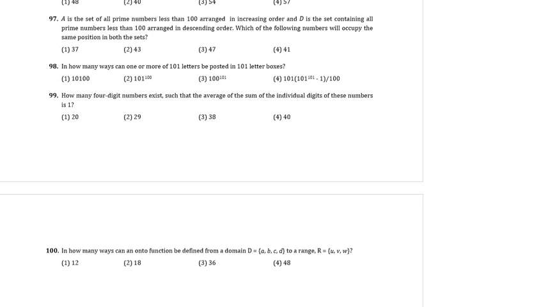Again, the same property, look at question 97. A is the set of all prime numbers less than 100 arranged in increasing order. D is the set containing all prime numbers less than 100 arranged in descending order. So essentially A and D consist of the same numbers, all prime numbers less than 100. Which of the following numbers will occupy the same position in both the sets?